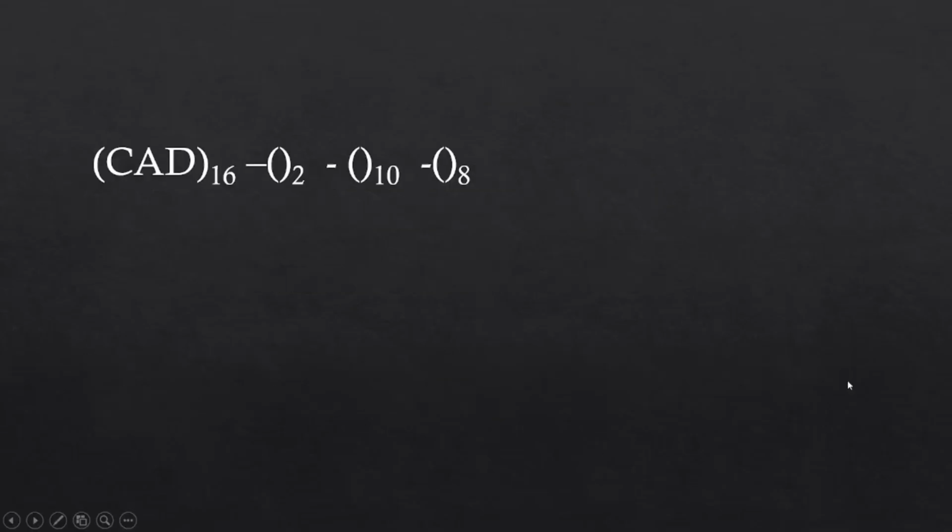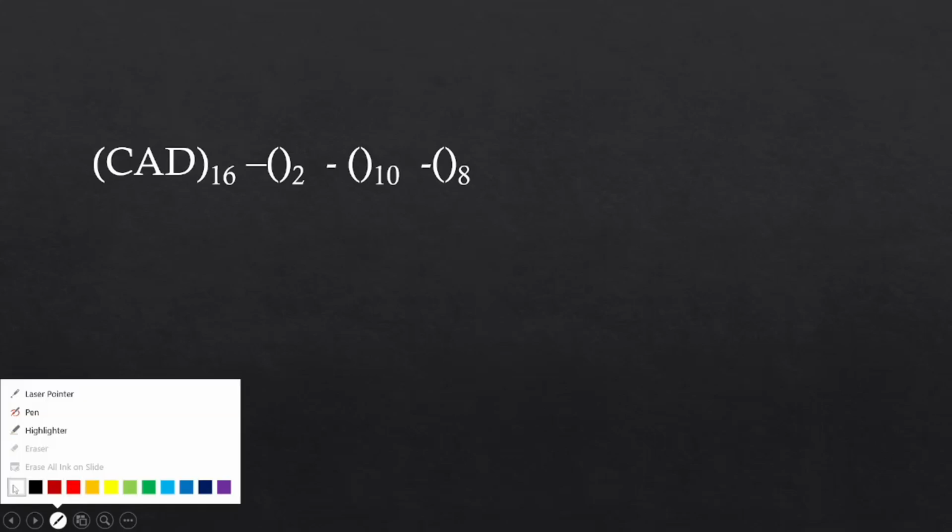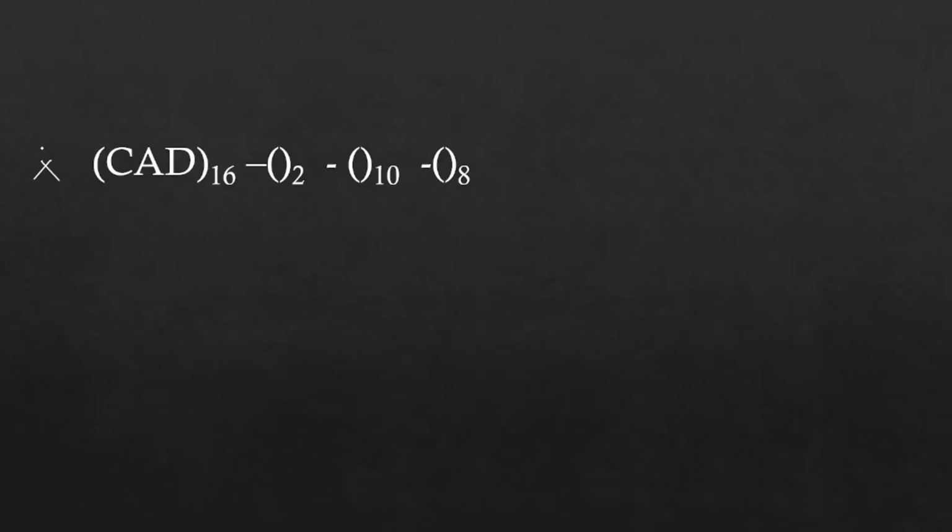Okay, now this type of question, definitely they will be asking as a 5-mark question. It is a very important question. So how can they ask? Say, for example, they will be asking CAD as a hexadecimal.